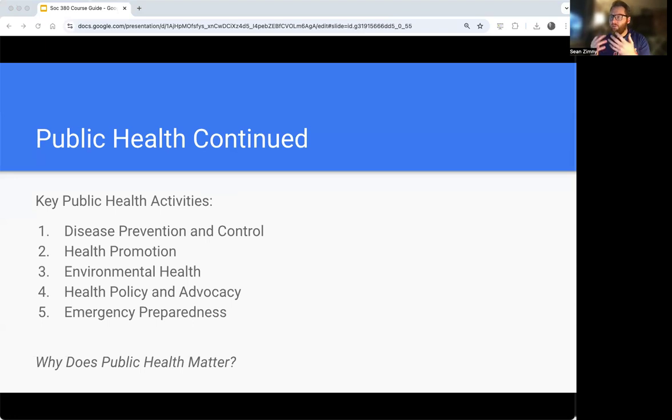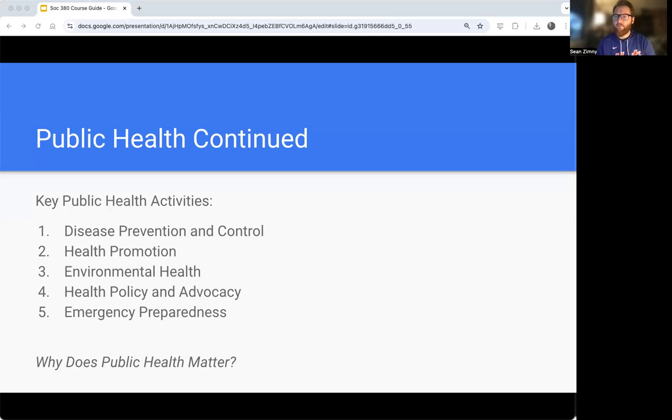Think of COVID, think of influenza, think of bird flu, think of these sorts of things that you've maybe heard about. Public health is the area that we're looking at. We're monitoring these things and managing them. Also, here we're promoting vaccination and hygiene practices as an aspect of disease prevention and control.